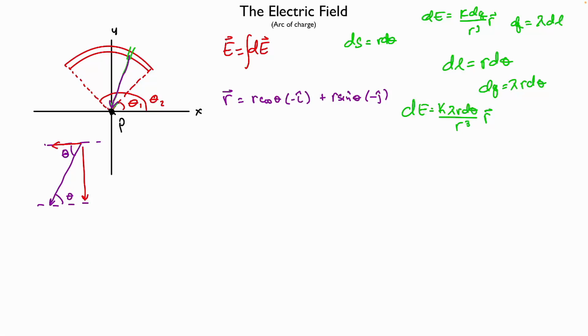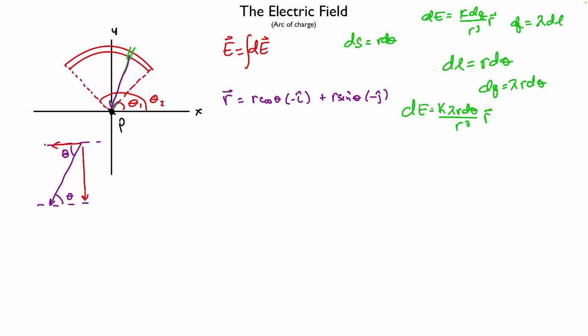Don't write this down. Technically, it is (r cosine theta) squared plus (r sine theta) squared. But we're way overthinking this. What's the length of my r vector? R. Cosine squared theta plus sine squared theta is 1.